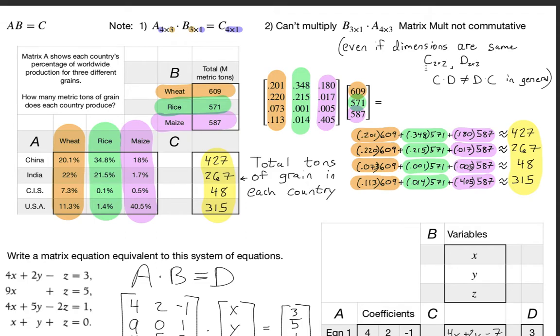Even if you had matrices C and D, each having the same dimensions, a 2 by 2 and a 2 by 2, and the result is also going to be a 2 by 2, you can't even say that they're going to be equal, even though you can compute C times D and D times C. You can compute these, but they're not necessarily going to be equal. There are some isolated cases where they happen to be equal, but you can't say that they are exactly equal in all cases.